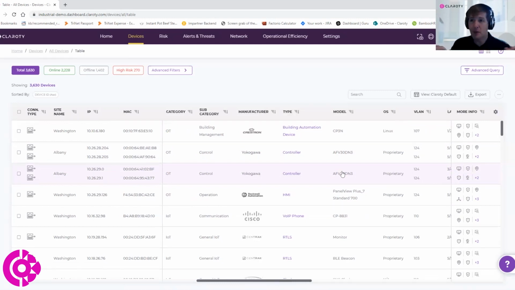So we start with this baseline of visibility. I know all my devices. I know what they're doing. I know how they're communicating with the environment. And again, I'm listening to this passive traffic within the environment to monitor who's talking to who, how they're communicating with each other.